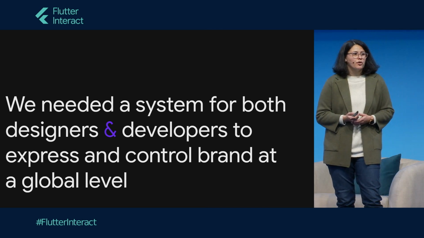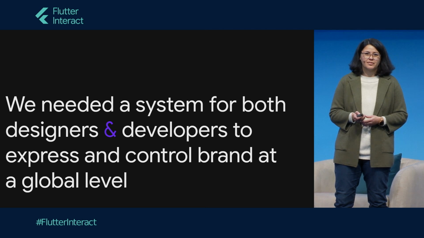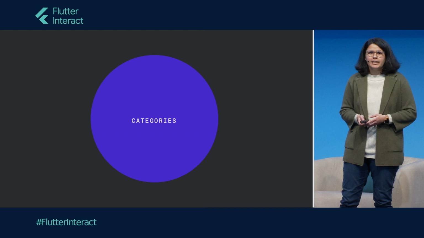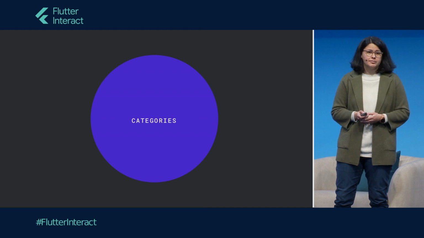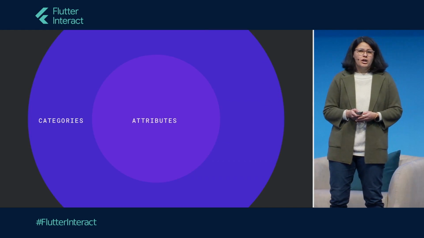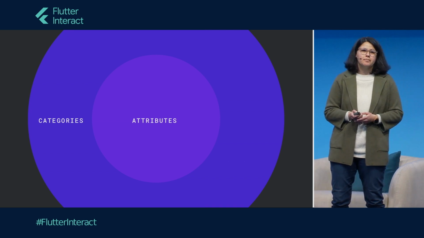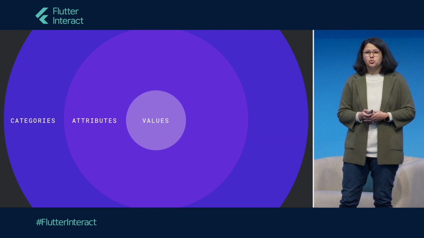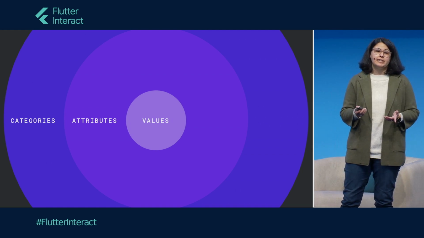So we needed a system for both designers and developers to express and control brand at a global level. So we curated a simple architecture. Each system, type, shape, and color, is made of 3 levels, nested within each other, starting with categories. And each one of those categories has a set of attributes, depending on the subsystem. And then within that, you have some values. And this is where all the details really get placed, and you can really begin to customize. So let's take a look at how this is actually applied to a component.